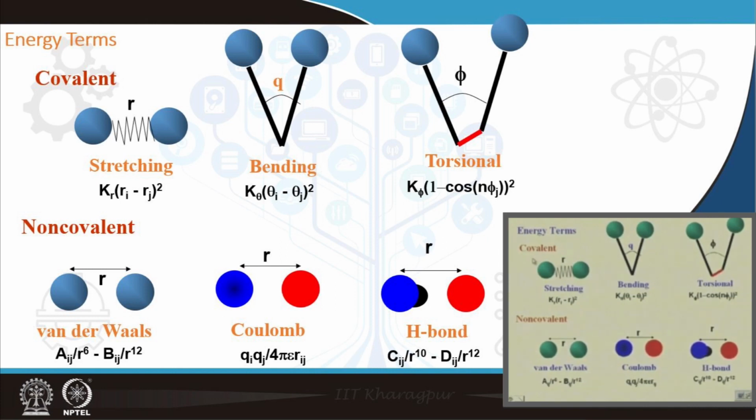So when we're talking about a covalent contribution, we are talking about energy contributions from parts of the protein structure that are linked to one another. One is the bond, the second is the angle, the third is the torsional part. For the non-covalent set, we have the van der Waals, the Coulombic attractions, and the hydrogen bonding.